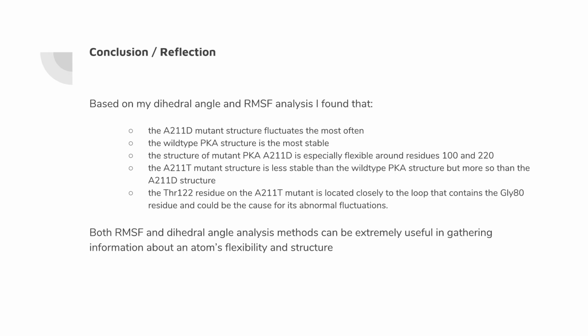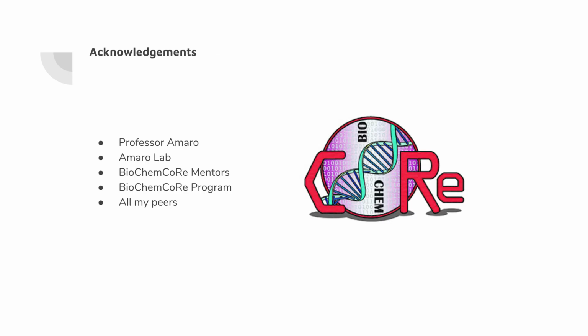This influence from the mutated residue threonine 122 could be affecting and changing how the glycine 80 loop moves and behaves. These findings show me that the two mutants behave differently in some aspects even though there was only one residue changed, which relates back to the scientific question that I started with. How do two different mutations in the same residue of PKA result in two distinct diseases with completely different effects on PKA regulation?